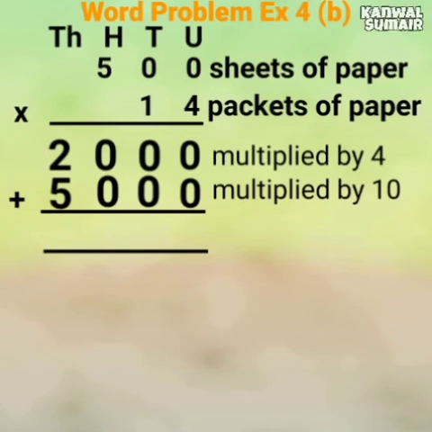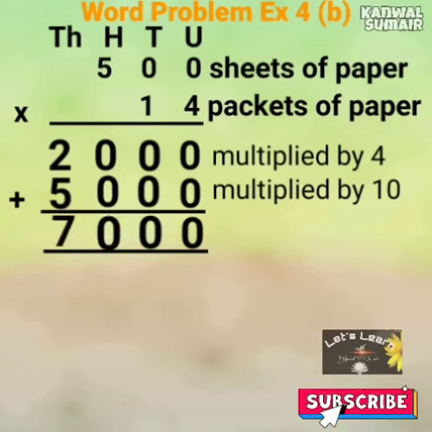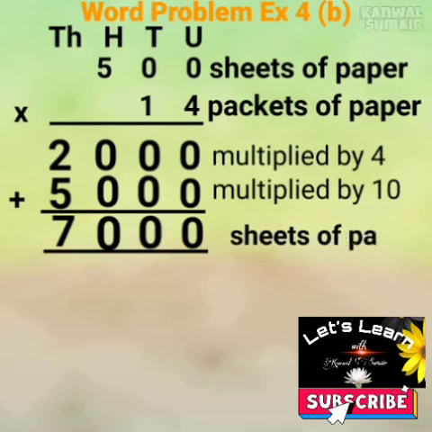0 plus 0 is 0. 0 plus 0 is 0. 0 plus 0 is 0. 2 plus 5 is 7. So the answer is 7000 sheets of paper.